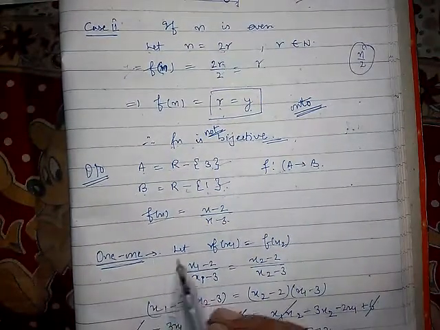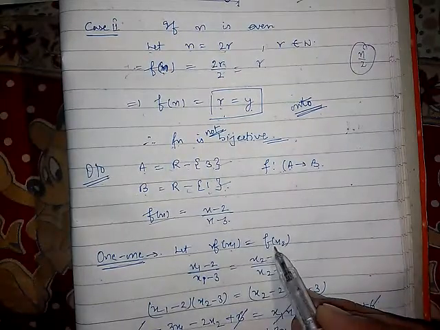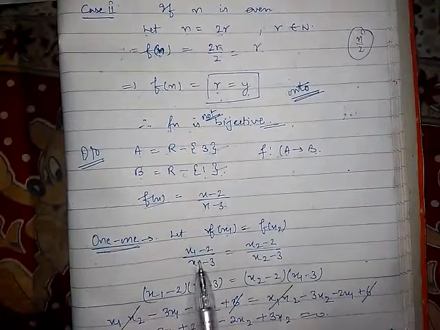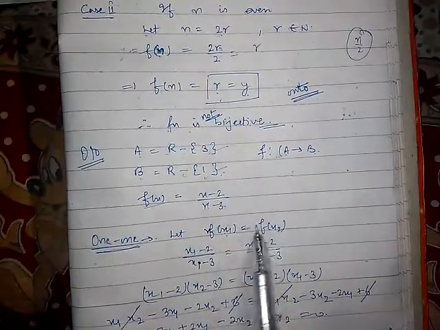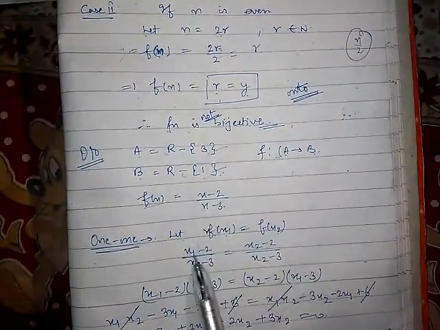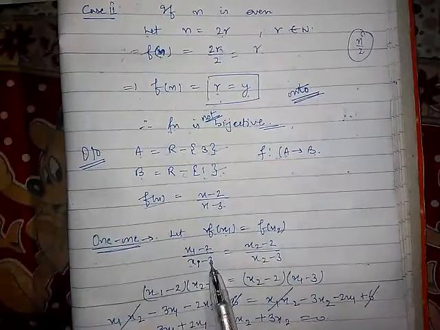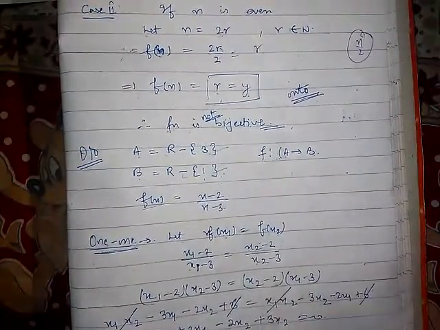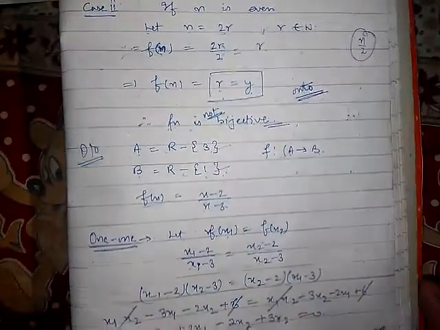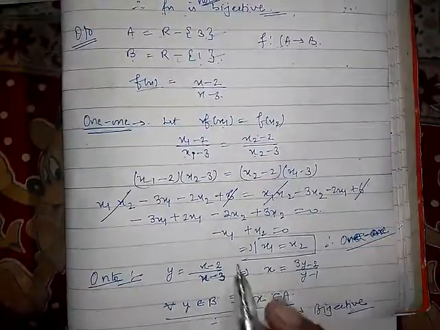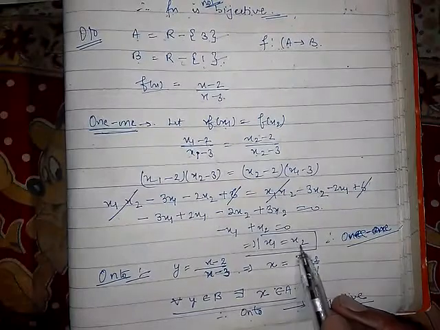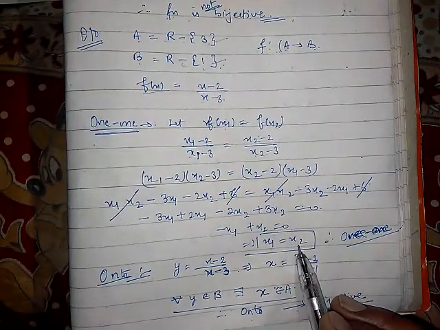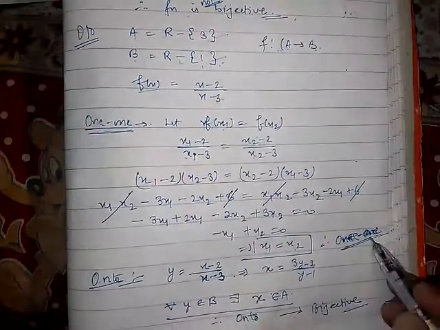So for that let us suppose f of x1 is equal to f of x2, as we have done in the previous questions. So fill the values of x1 and x2 in the given function: (x1 minus 2) upon (x1 minus 3) equals (x2 minus 2) upon (x2 minus 3). Cross multiply, do the cutting, whatever is possible. After cutting and simplification, in the last you will get here x1 is equal to x2. So that is the condition for one-one function. So that's why it is one-one function.